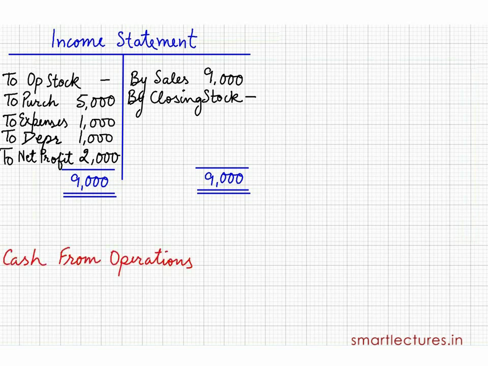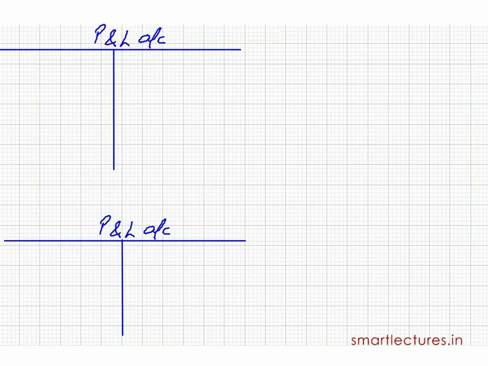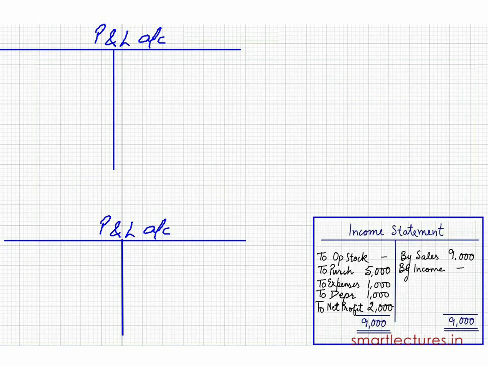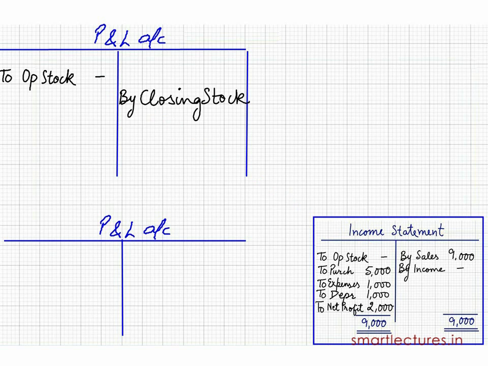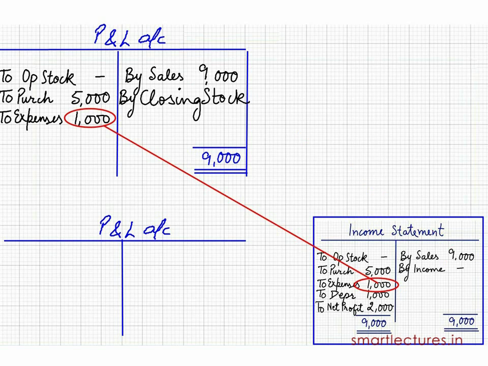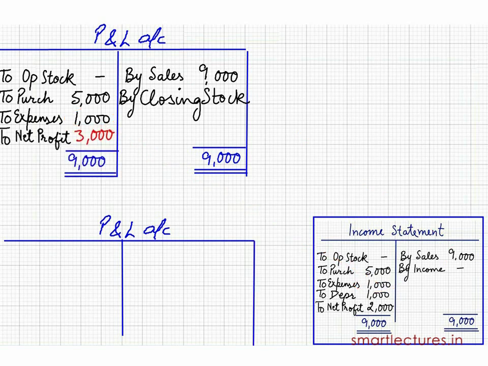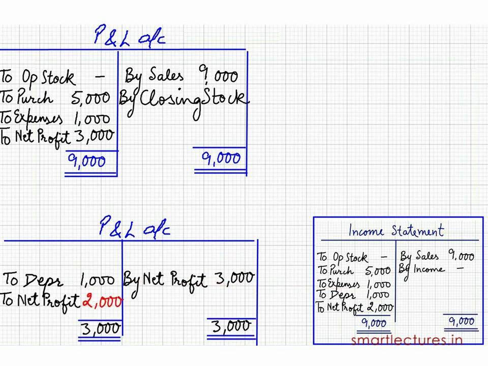If I want to call it cash from operation, I will have to remove the effect of non-cash transactions on this net profit. So let's imagine this profit and loss account is split into two parts, part 1 and part 2. Part 1: opening stock 0, closing stock 0, purchases 5,000, sales 9,000, expenses 1,000, and the net profit, that is 3,000. I'm going to reopen this account, part 2. By net profit 3,000, to depreciation 1,000, to net profit 2,000.